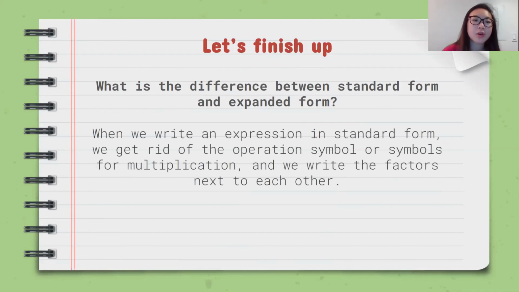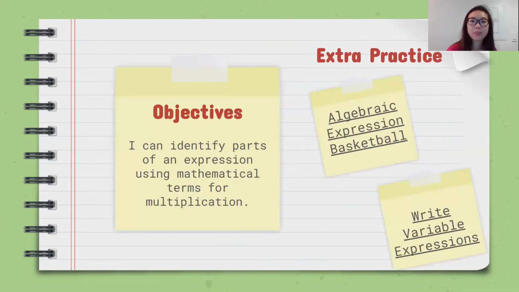All right, so when we write an expression in standard form, we get rid of the operation symbol or the symbols for multiplication, and we write the factors next to each other. So that's what we did when we had like 3mp, 5ABC. So that's what we did when we expanded it out. I mean, when we got rid of the multiplication symbols and wrote the factors next to each other.